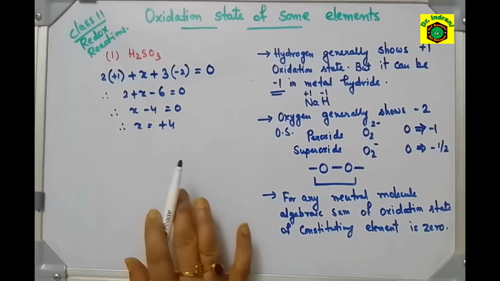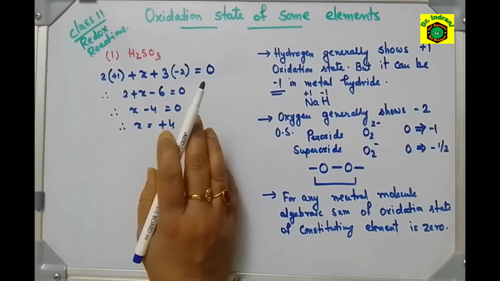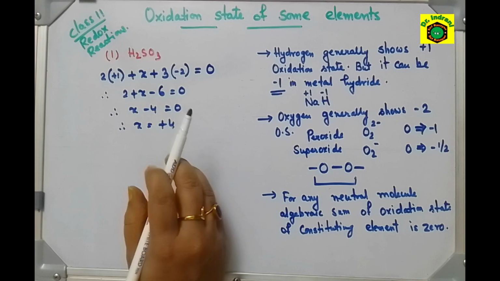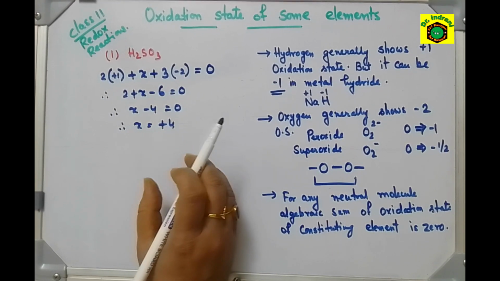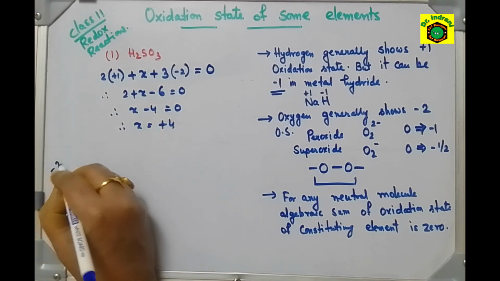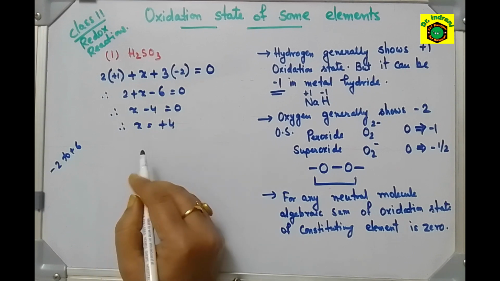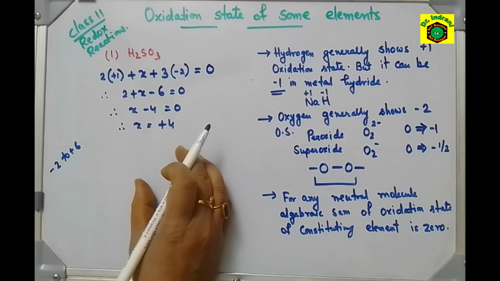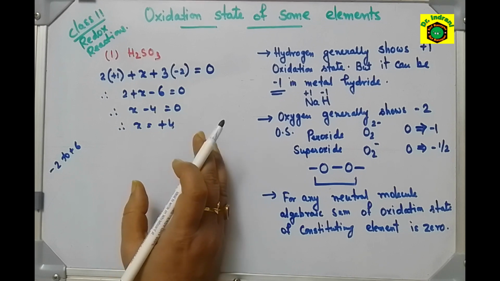Now while determining the oxidation state of an element, always check that it satisfies group valency. Sulfur is in group 6B. It can have oxidation state -2 to +6. So here the group valency of sulfur is satisfied, it is +4. Therefore the oxidation state of sulfur here is +4. Clear? Now we will do another example.